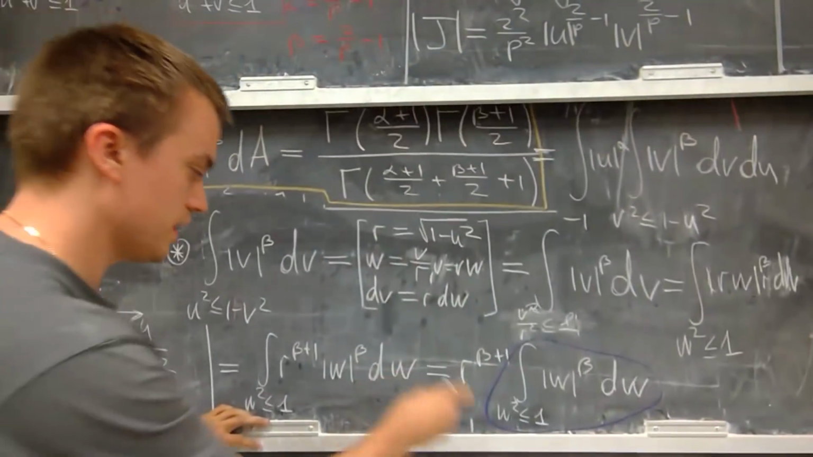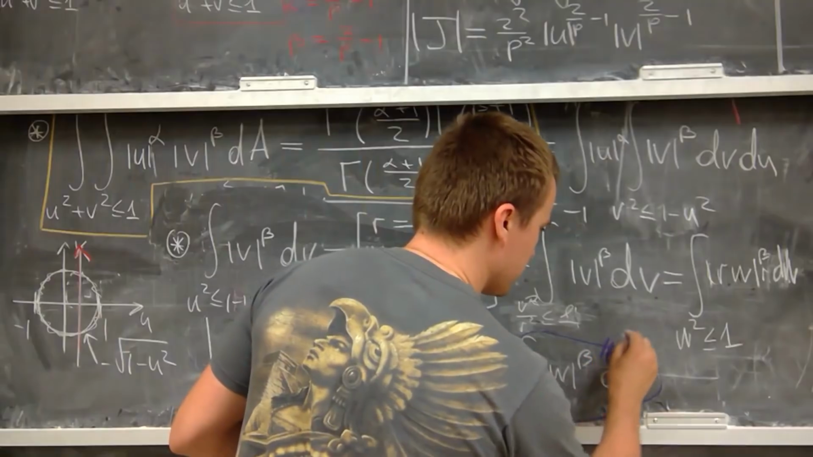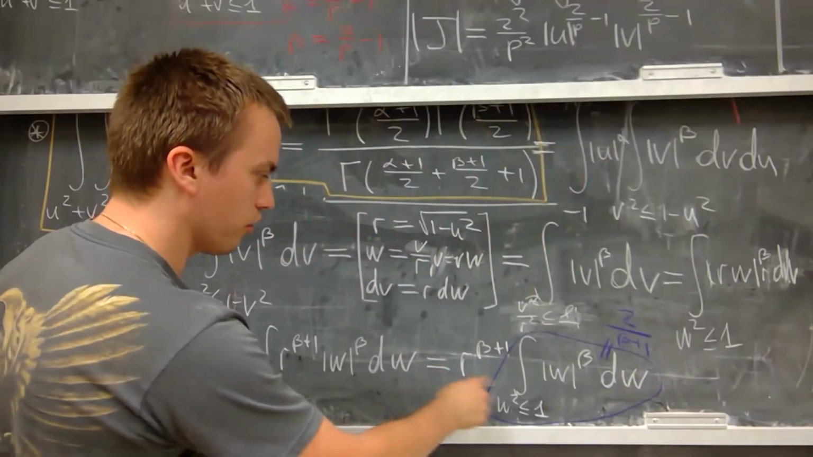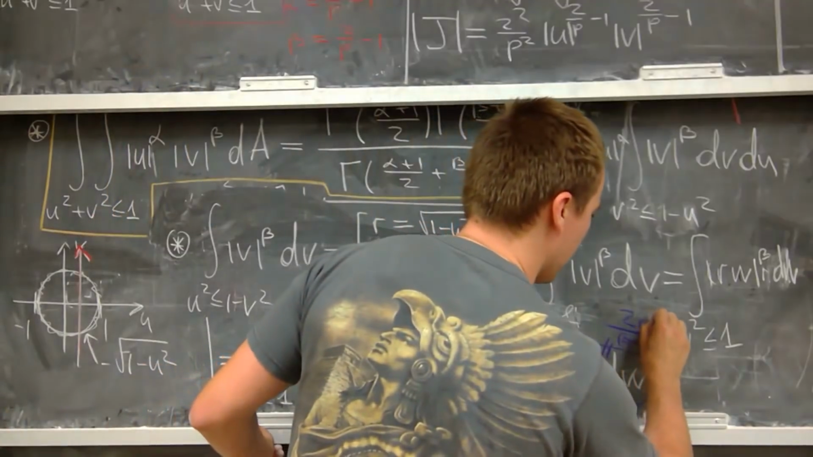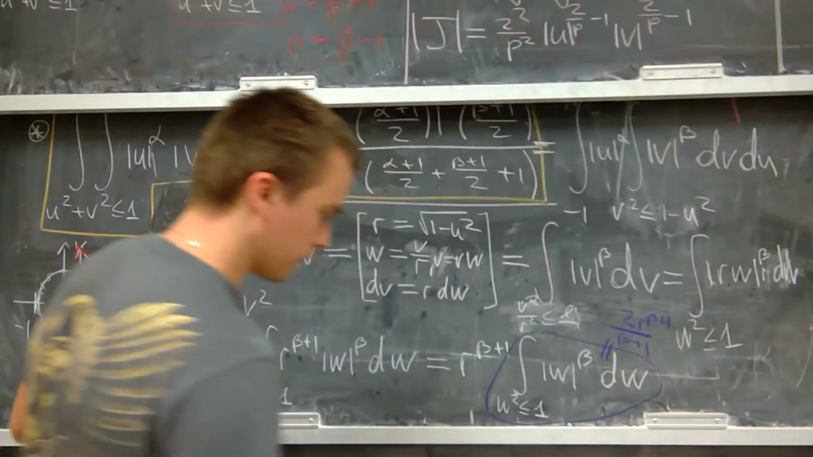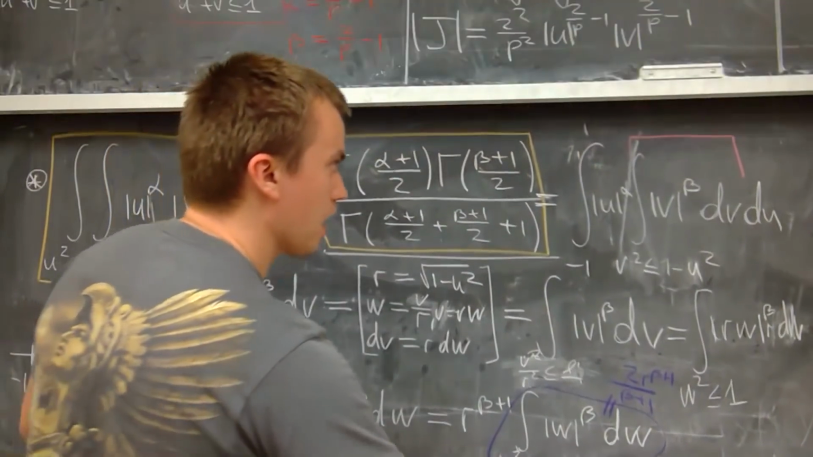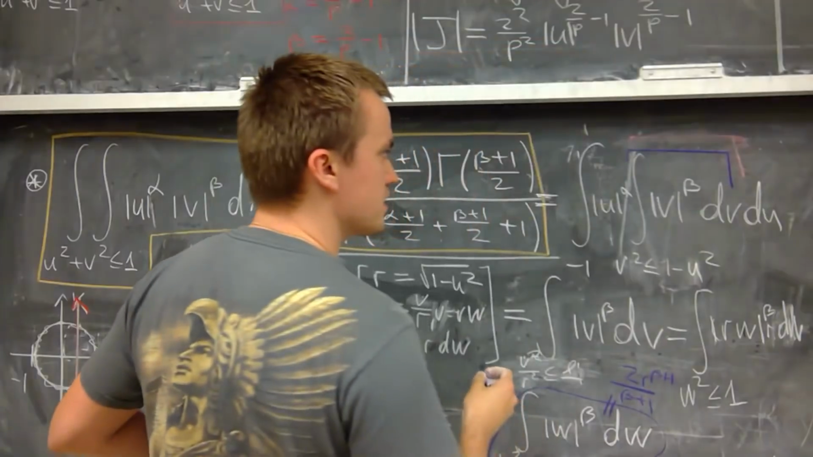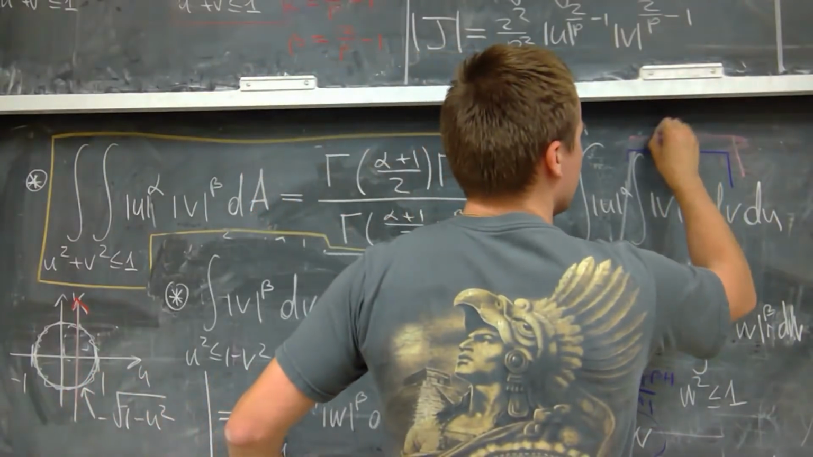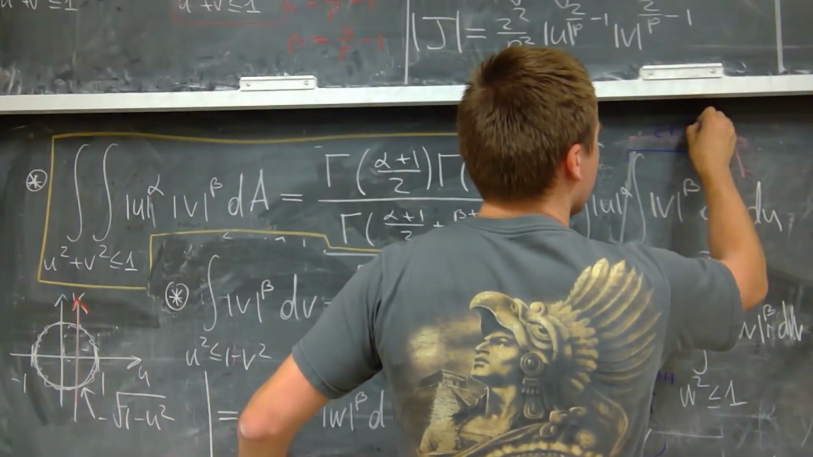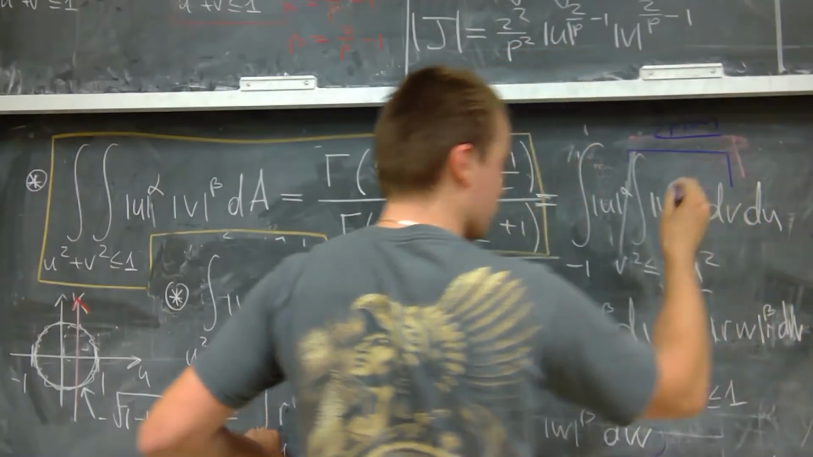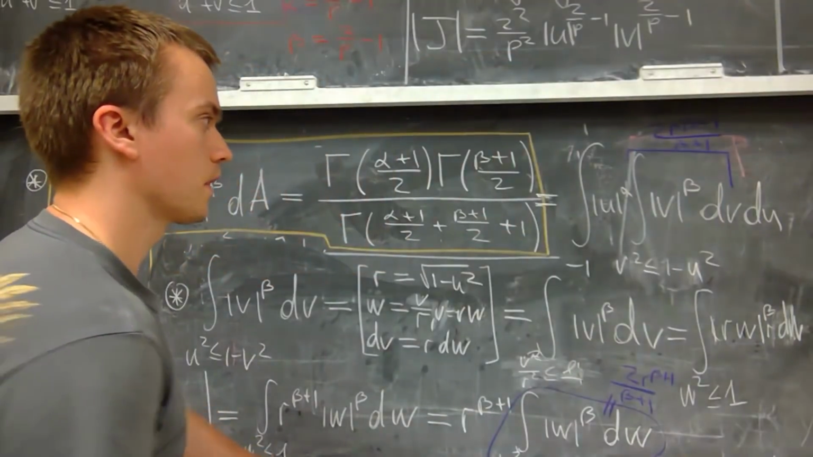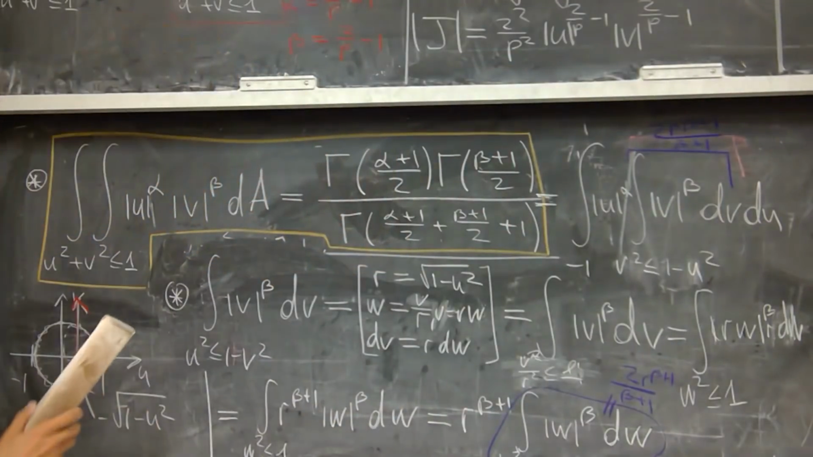So this integral is equal to just 2 over beta plus 1. So the whole thing is going to be equal to 2 times r to the beta plus 1 over beta plus 1. And what I did over here, I found the exact value of this inside integral. Okay, so let's erase what I'm not using here anymore.